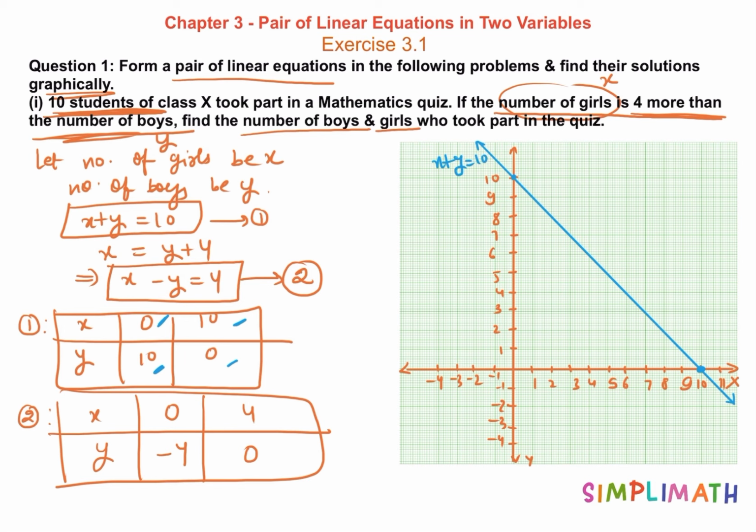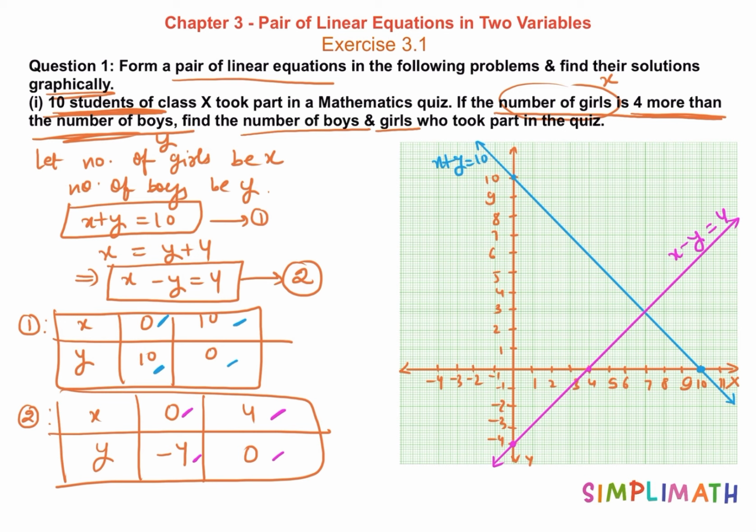Now let us come to equation 2. So when X equals 0, Y equals minus 4. So the point is 0 comma minus 4, which is this point. And when X equals 4, Y equals 0, so it would be this point. So now let us connect these two points. So here we get the graph of the equation X minus Y equal to 4.